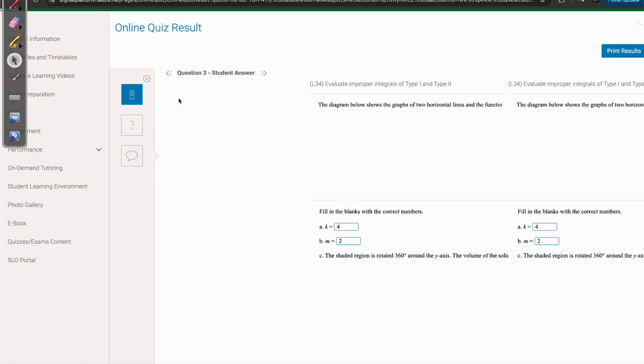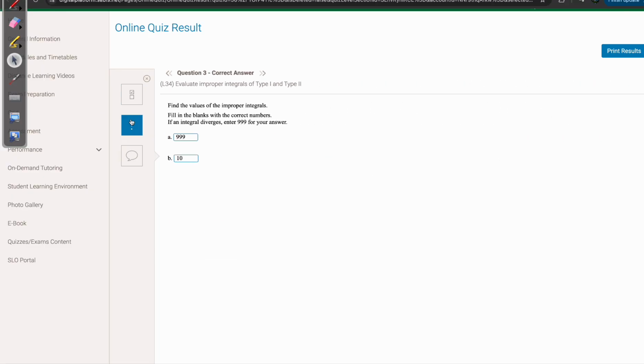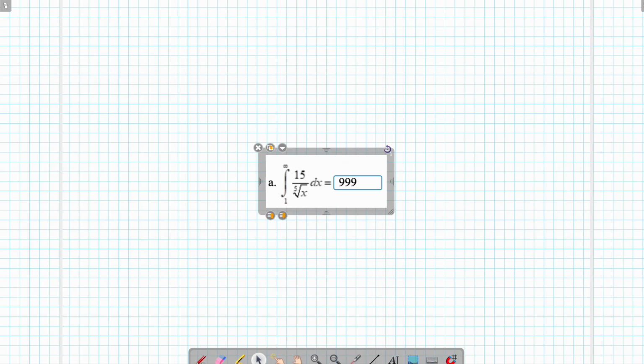Okay, question number 3. Find the values of the improper integrals. Fill in the blanks with the correct numbers. If an integral diverges, enter 999 for your answers. Let's take this. Okay.